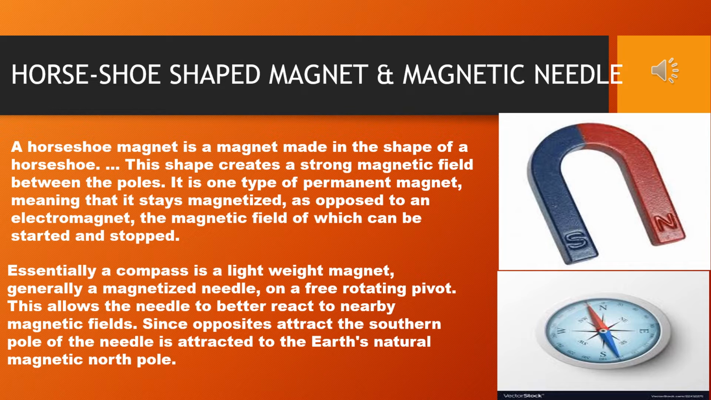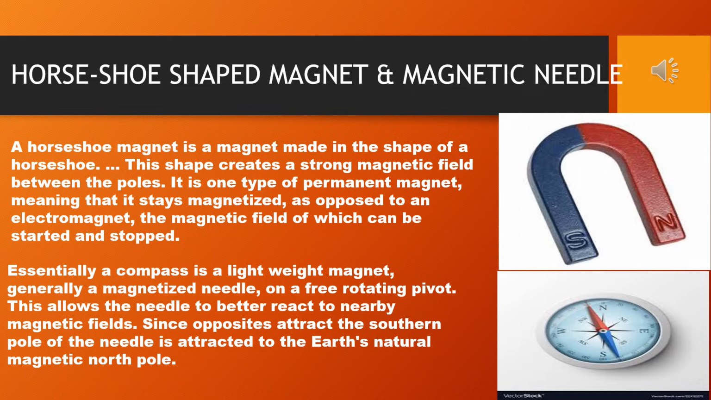Now another type of artificial magnet, that is horseshoe shaped magnet. A horseshoe magnet is a magnet made in the shape of a horseshoe. This shape creates a strong magnetic field between the poles. It is one type of permanent magnet, meaning that it stays magnetized, as opposed to an electromagnet. Electromagnet, I'm going to say, is a type of temporary magnet actually, the magnetic field of which can be started and stopped.